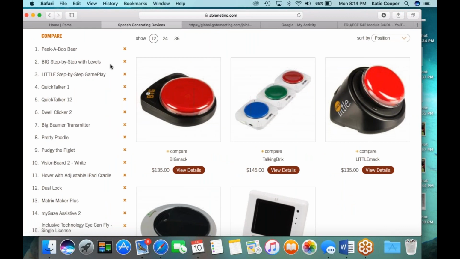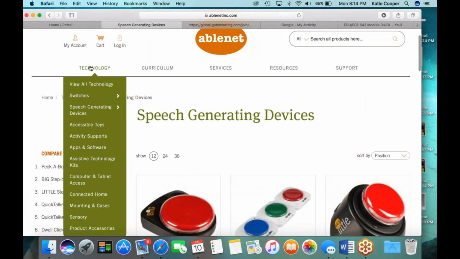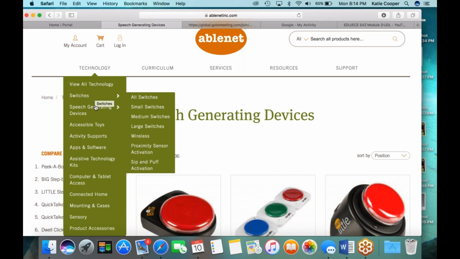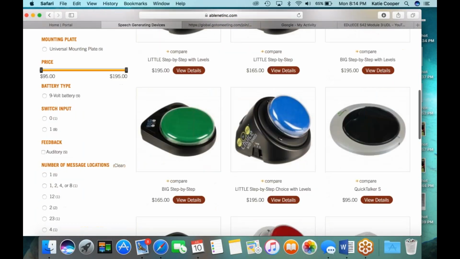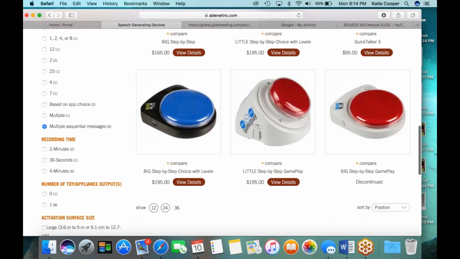Higher tech would be something like the multiple switches. Let me go to a single multi-message. So still kind of in the low tech. These are bigger. I wanted one that was like a panel switch.